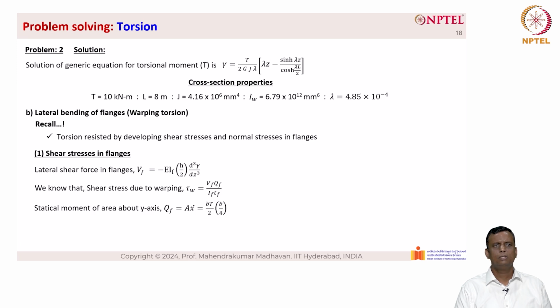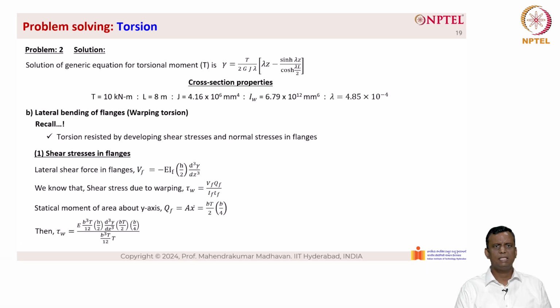So the statical moment of area about the y-axis, which is Q sub F, is given as A into x bar, which is given as B into T divided by 2, which is the area of one half of the flange, and B by 4, which is the lever arm distance. So if you look at the figure on the right hand side, you can see that the highlighted portion is basically one half of the flange, whose area is B by 2 into the capital T thickness, and B by 4 is one half of B by 2, which becomes the lever arm with respect to the center of the web. So that is given.